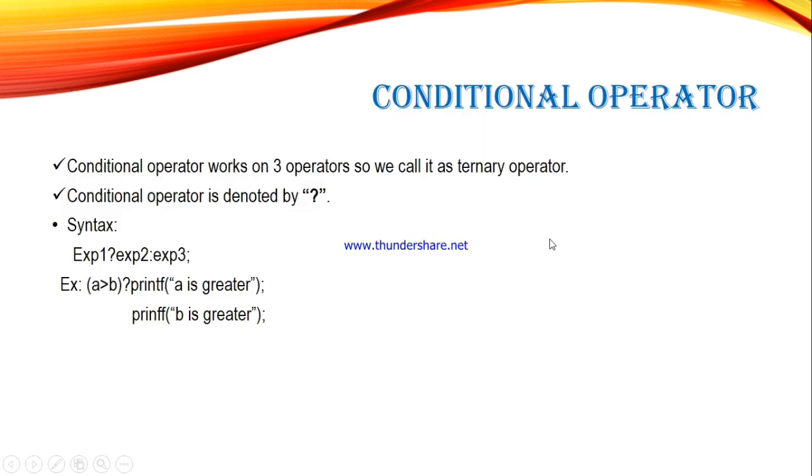And next we see the conditional operator. The conditional operator works on three operands, so we call it the ternary operator. The conditional operator is denoted by a question mark. Syntax: expression 1 question mark, expression 2 colon, expression 3 semicolon. For example, a greater than b, printf a is greater, or printf b is greater. Expression 1 is a condition. If the condition is true, expression 2 will execute. If the condition is false, expression 3 will execute.